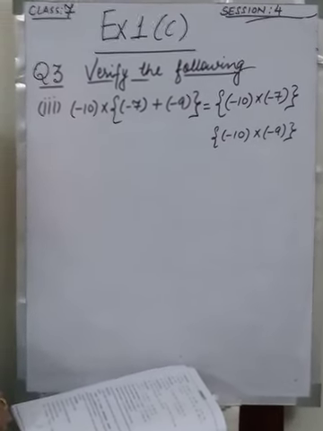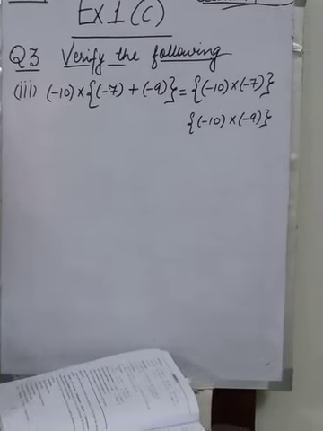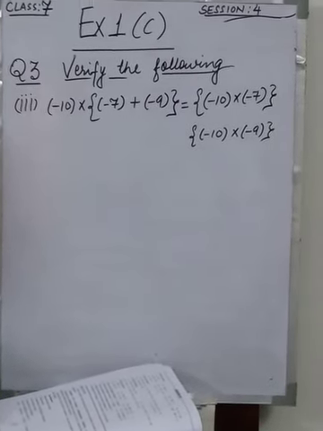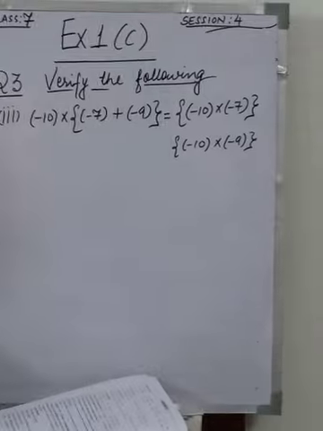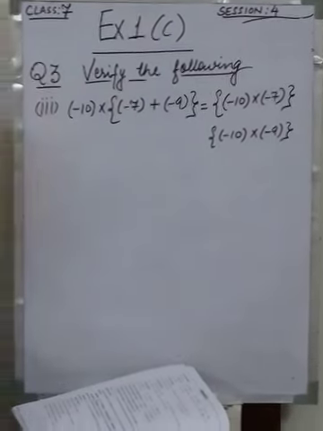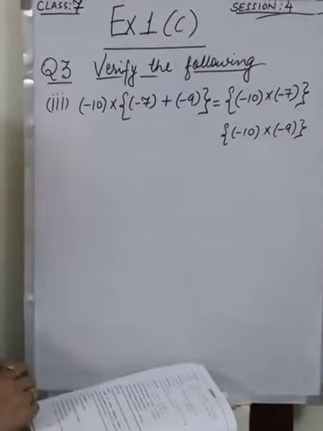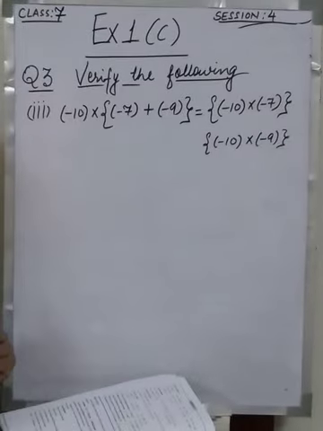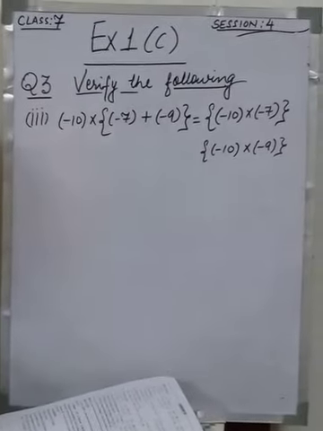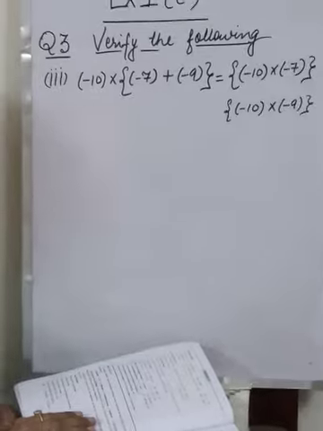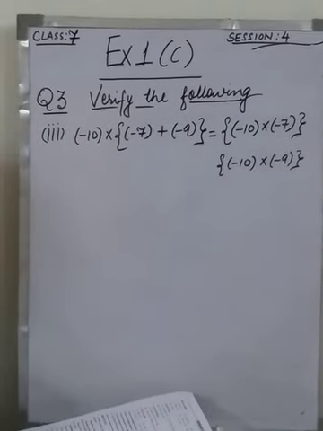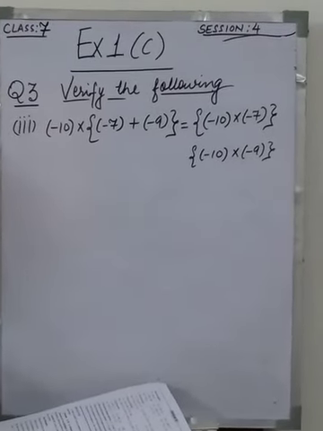When the negative sign occurs an even number of times, we need to write the positive sign with the product. When the negative sign occurs an odd number of times, we need to write the negative sign with the product. I asked you to complete questions number 1 and 2. Hope everybody has completed them. We start with question number 3 today.